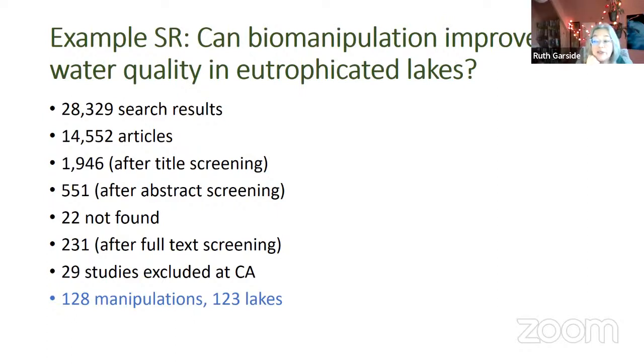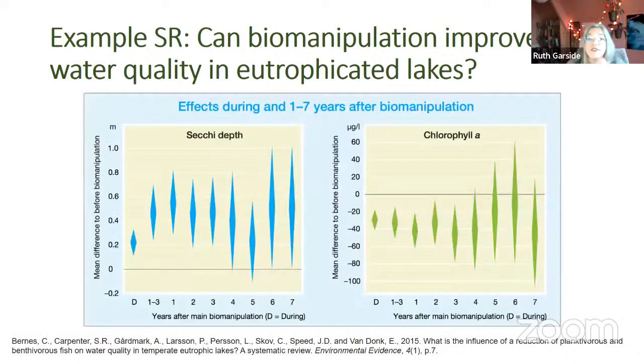A further 29 were excluded at critical appraisal as having fatal flaws in the design, leading to 128 manipulations in 123 lakes being included in the meta-analysis. So this suggested that biomanipulation was effective, certainly up to 4 years in these analyses about Secchi depth and looking at chlorophyll in the waters as well. So this is an example of a systematic review looking at how a particular intervention might lead to changes in water quality, and how they came to those conclusions, looking at the different studies that were under review.